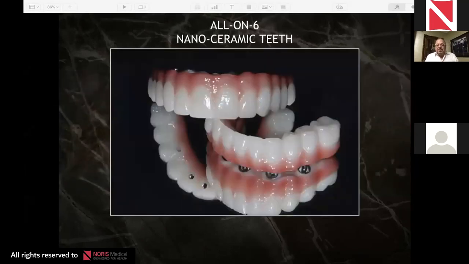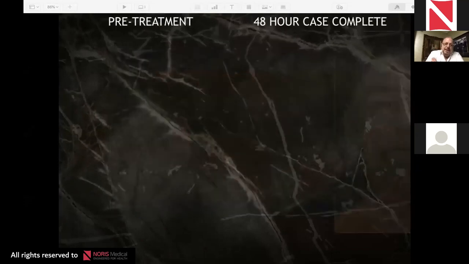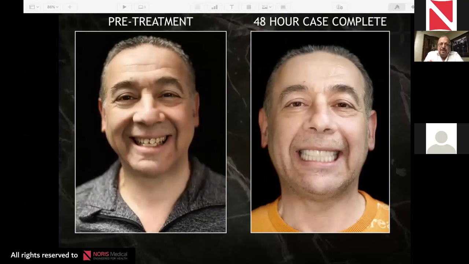So if we see Isaac, and these are Norris implants, you can see Isaac's final lab teeth before they're put in. Here's Isaac post-treatment and in his pre-treatment. And this is 2 days after surgery when he got his teeth. This is something we are doing now on a routine basis in our practice, and it's changing our practice, and it's changing how we look at patients and how patients are coming in to see us when we start getting into these different issues.